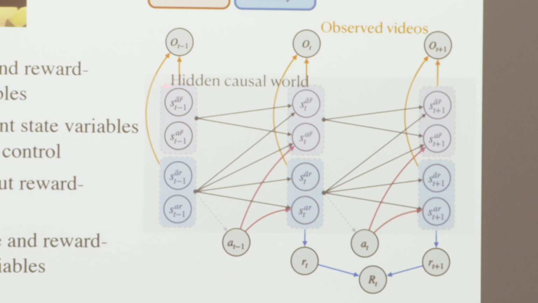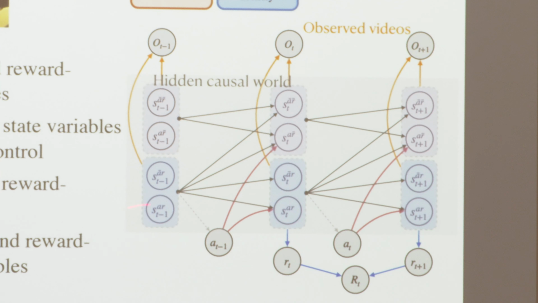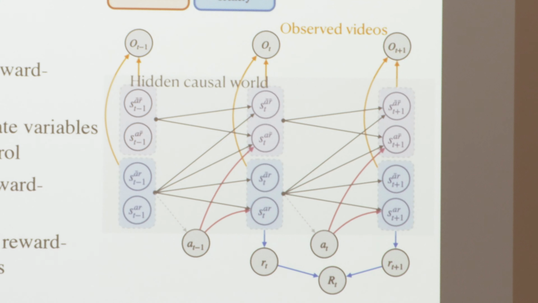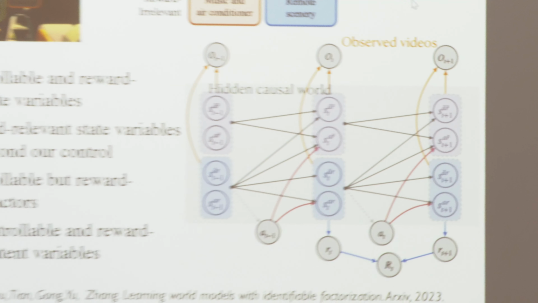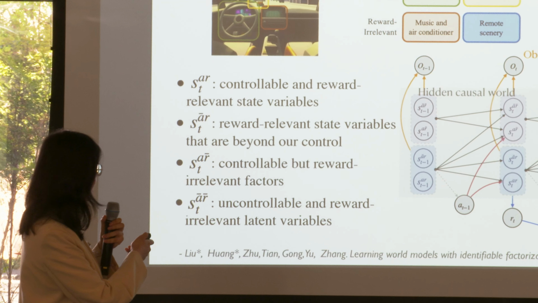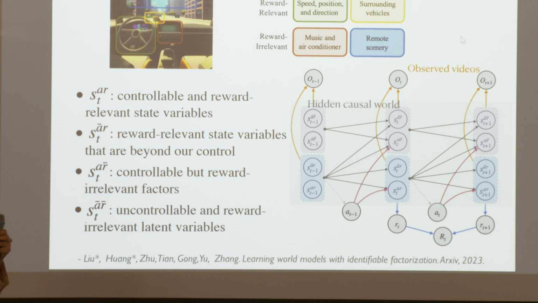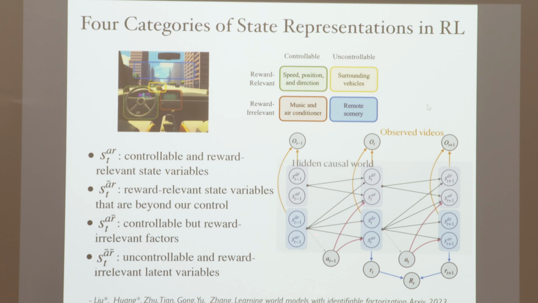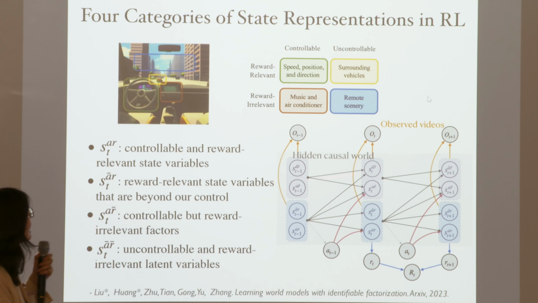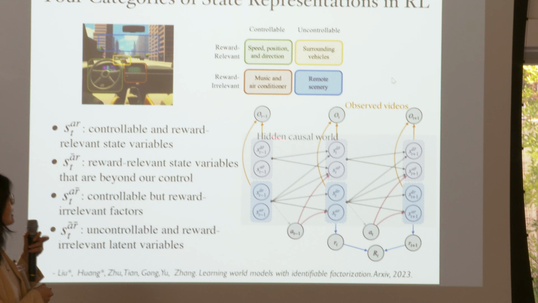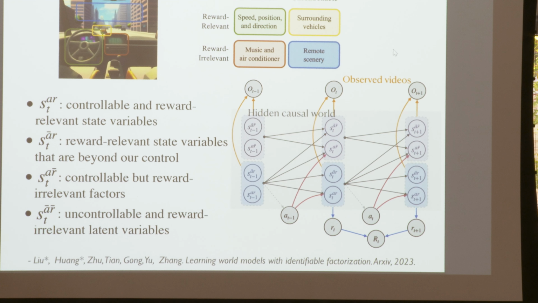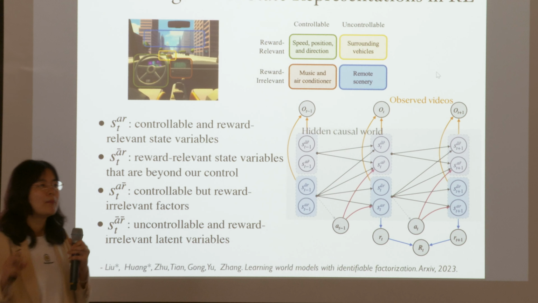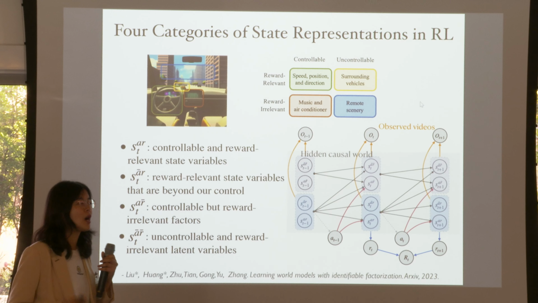So from the observed videos, we would like to discover the hidden causal world: which state representations are essential for policy learning, which state representations are action controllable, and which ones are just noise, irrelevant to our task. We also want to recover the dynamics on these state representations, so that it can help us achieve more efficient and effective policy optimization.